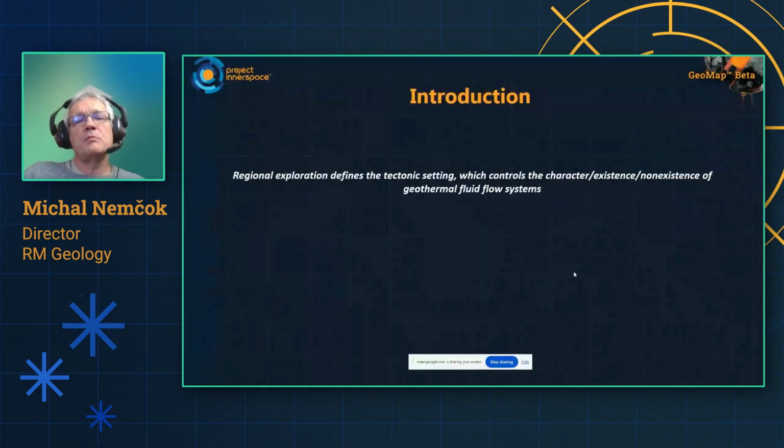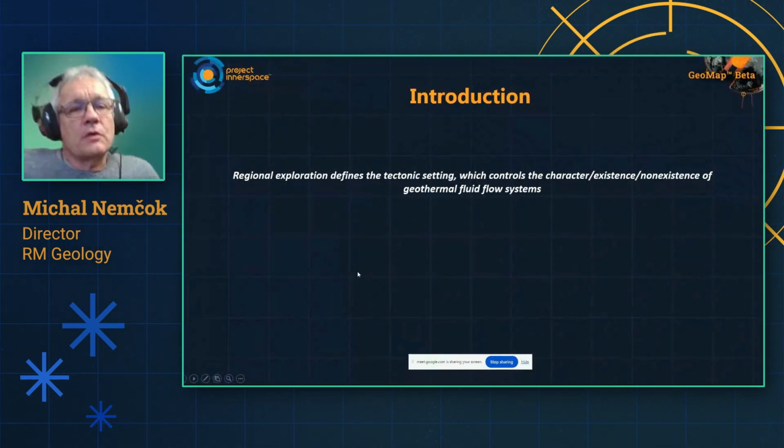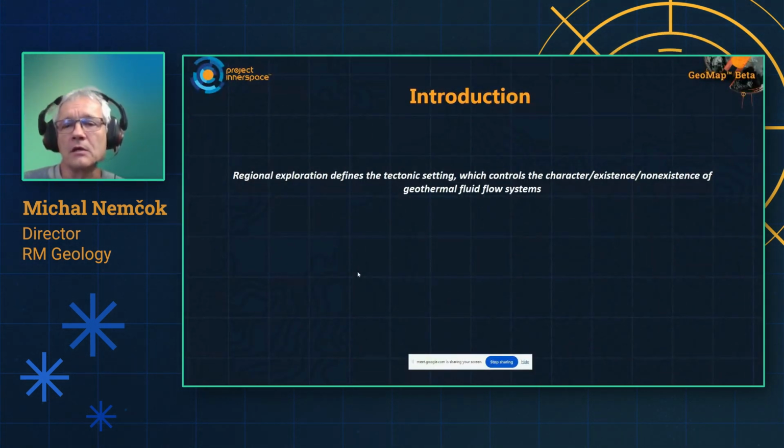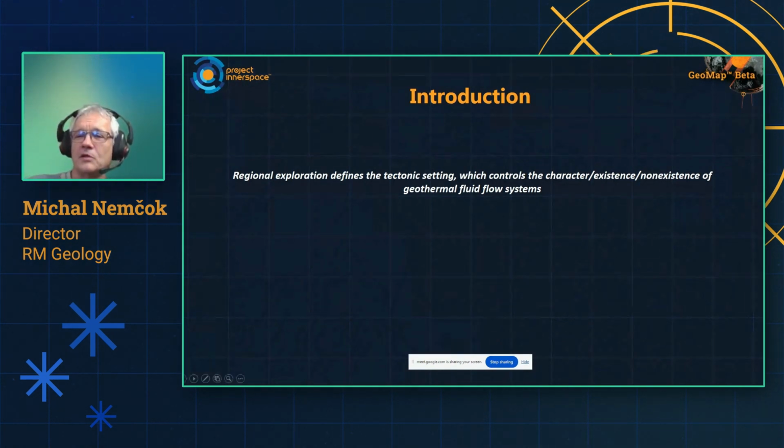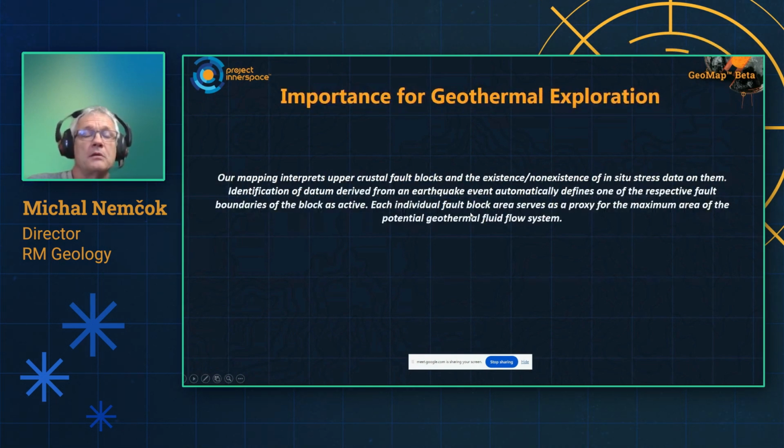We believe that regional exploration defines the tectonic setting, which controls the existence and non-existence of geothermal fluid flow systems. Our mapping interprets upper crust fault blocks and the existence and non-existence of in situ stress data on them. Each time we see that, out of 6 different types of in situ stress data, one of them is earthquake event-based, we automatically define the respective fault as active.